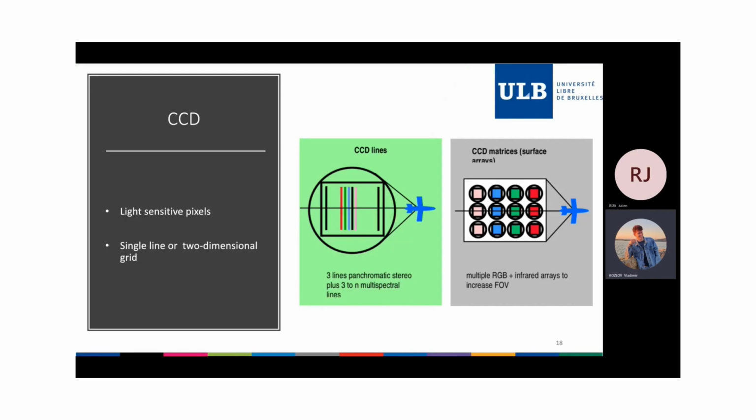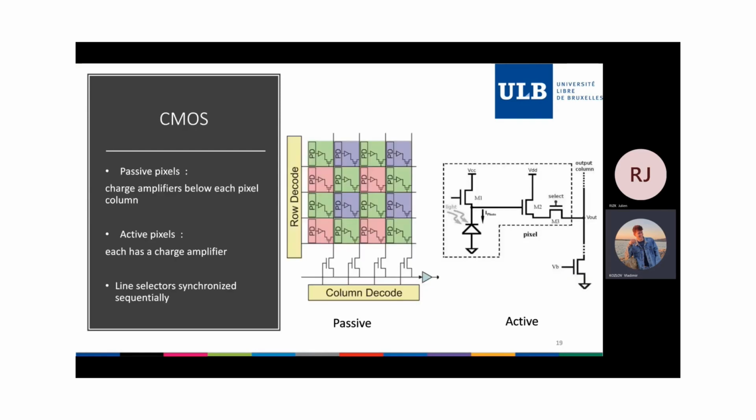First of all, CCD sensors are made up of light-sensitive pixels that produce an electrical charge proportional to the received light intensity. They are usually arranged in a single line or in a 2-dimensional grid. After that, there are CMOS sensors, of which there are generally 2 types, active pixels and passive pixels. Passive pixel devices have charge amplifiers below each pixel column, while each active pixel has a charge amplifier. Each of the line selectors is synchronized sequentially.